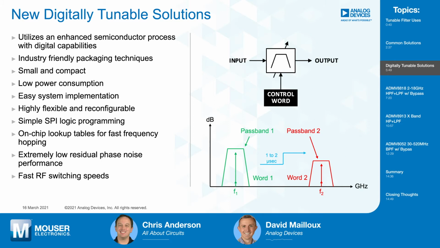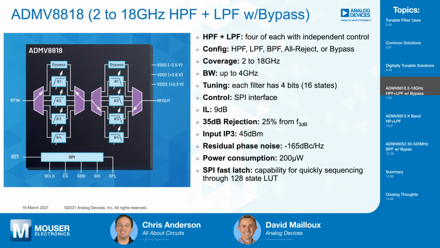Instead of applying an analog voltage, now we're applying a control word to move the passband response of the filter. Typically, this would occur on the order of 1 to 2 microseconds, which is a speed improvement over the analog tunable filter, especially if we use this SPI fast latch mode in the device where we use the lookup table. So with all of these different capabilities and functions, what can designers look for in terms of actual products?